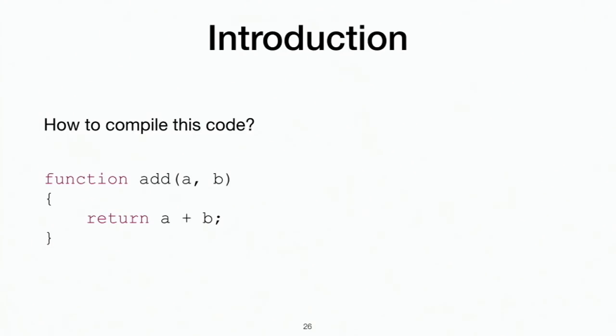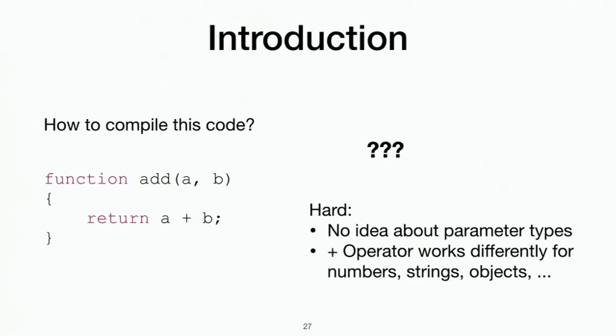All right, so let's talk about how to compile JavaScript. Here's a small JavaScript function, just adding two arguments together. How would you compile this to machine code? This seems hard, right? It mainly seems hard because we have no idea about the types of the parameters. So A and B, they could be numbers, but they could also be strings, they could be objects, whatever. We don't really know, and this makes it hard to produce machine code here.